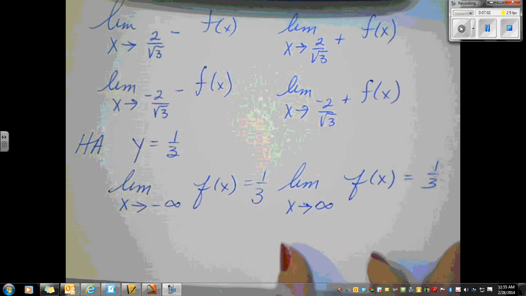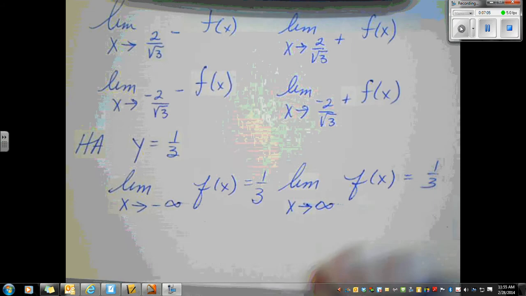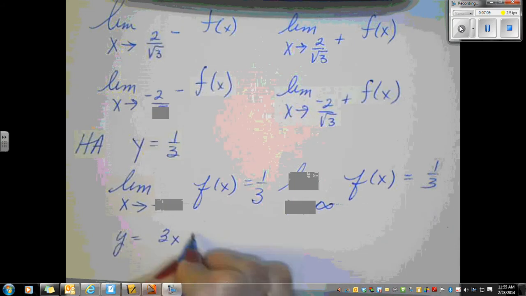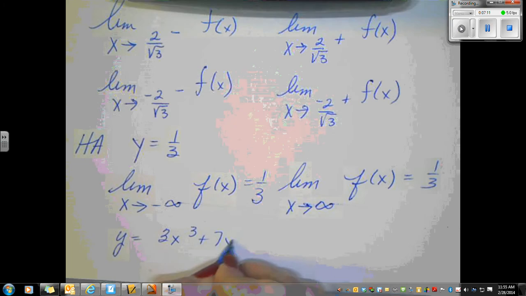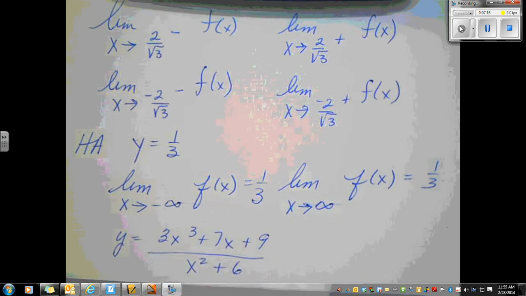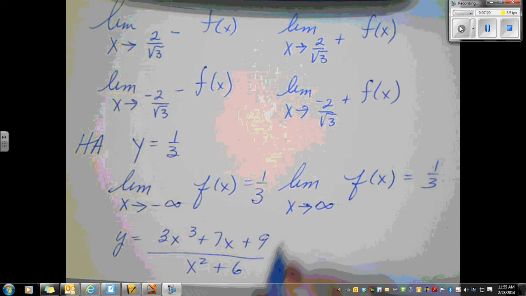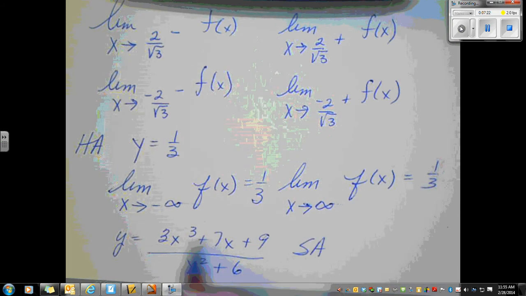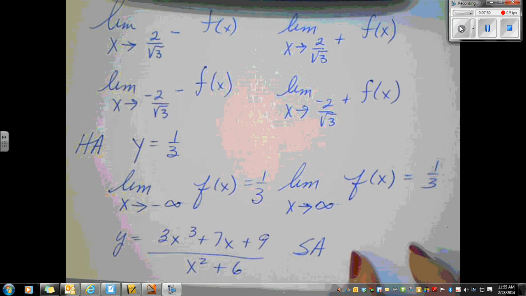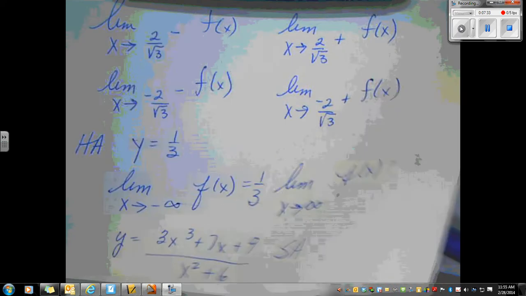All right, now, how about if I had y equals 3x cubed plus 7x plus 9 divided by x squared plus 6? What kind of asymptote do we have? Slant asymptote, because the degree of the top is 1 more than the degree of the bottom. Right? Okay, so how do I figure that out? Long division.